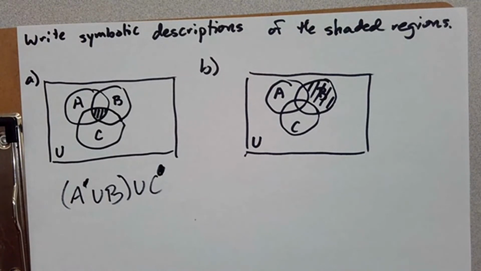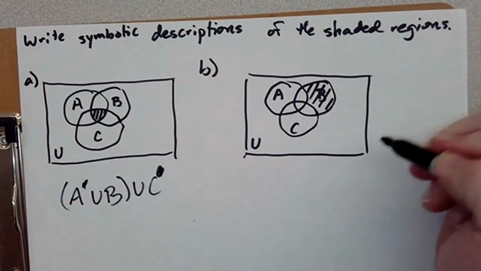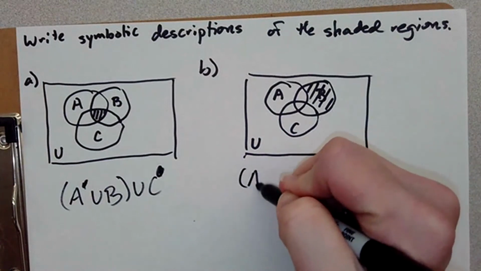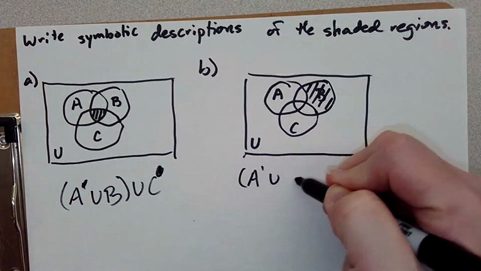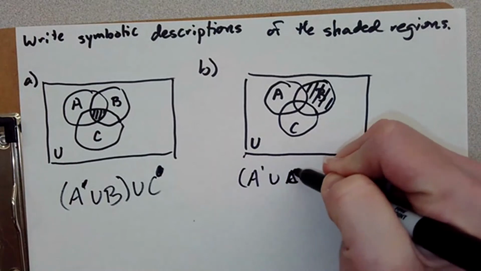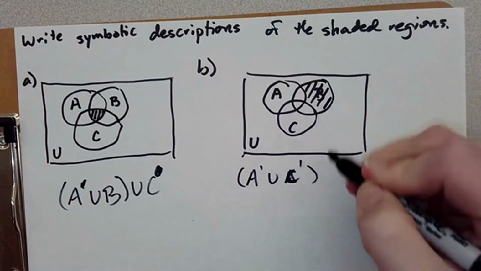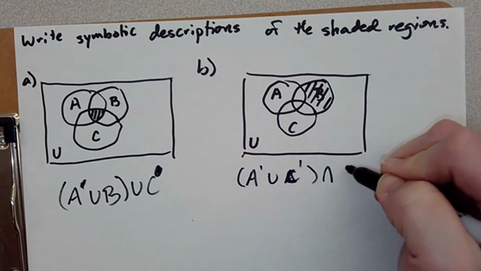For this other one, there are a bunch of ways to do either of these, but the one I'm thinking of right now is the union of the complements of A and C intersected with B.